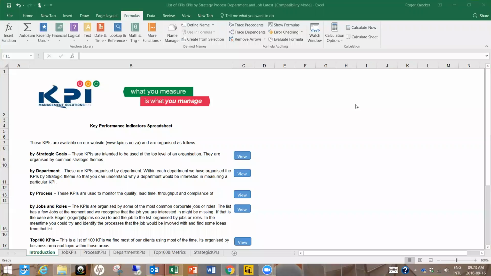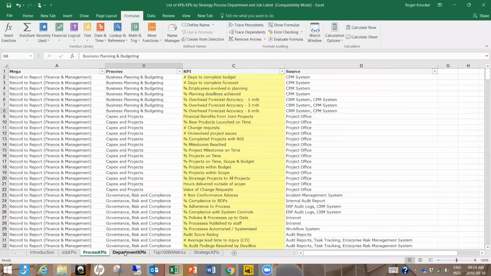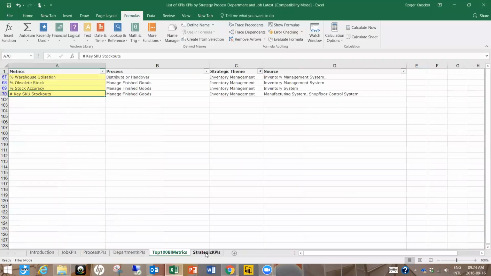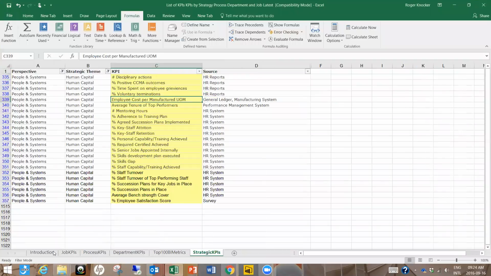This is a demonstration of the spreadsheet that is available at KPI Management Solutions. When you download the spreadsheet, it comes obviously in Excel, and there's some instructions on the front page, and there are various tabs that I'll navigate through in this demonstration. So there are KPIs that are set up by different categories.